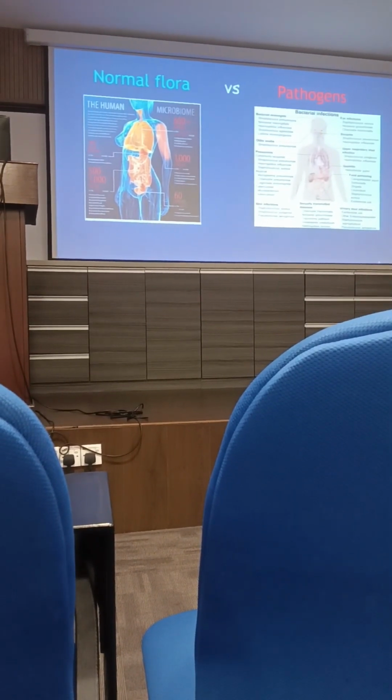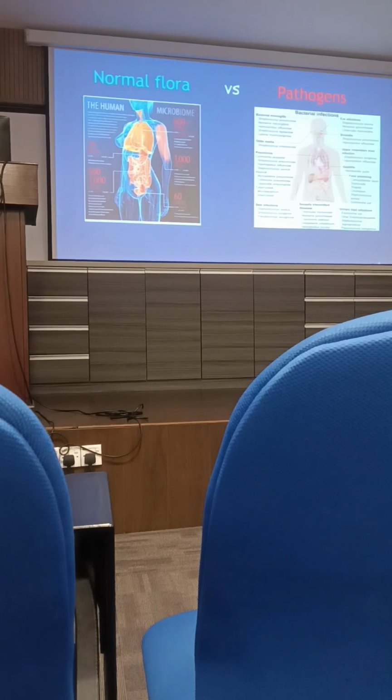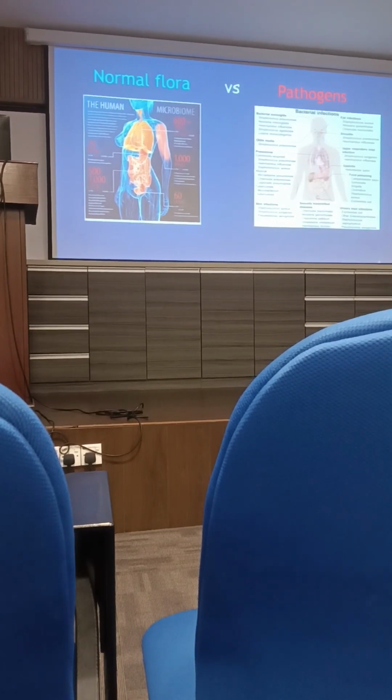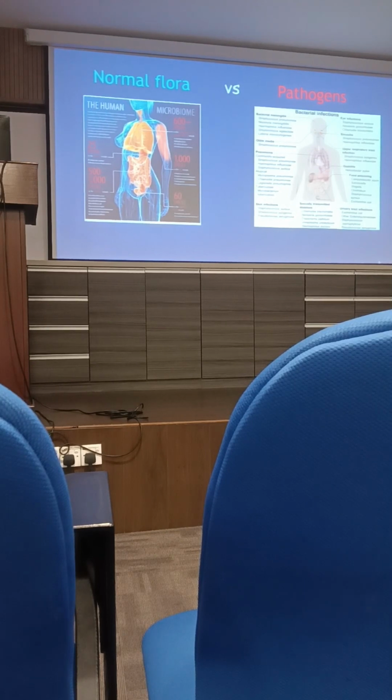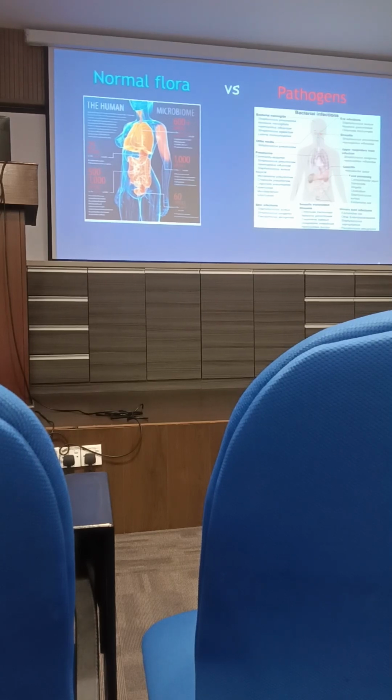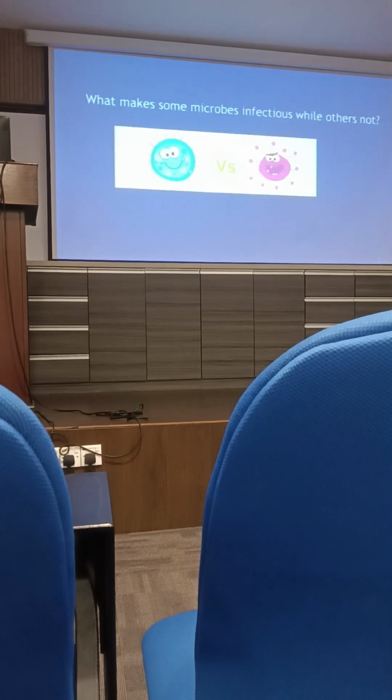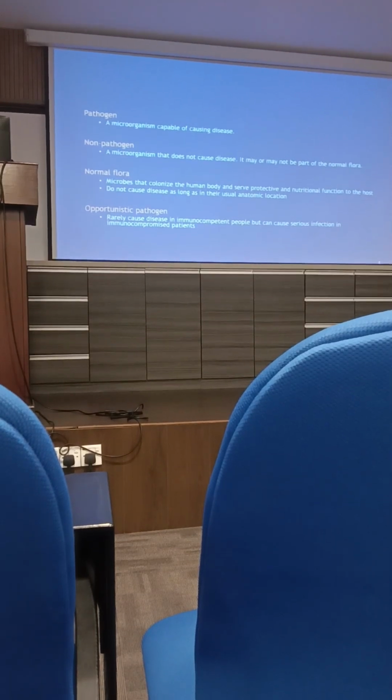Whereas some bacteria readily cause infection. You get transmitted from another host or an animal, or by the fecal oral route, or by touching contaminated objects, and it readily gives you an infection. It is a pathogen. So what makes this difference? What makes some microbes infectious while others not? Firstly, what's a pathogen? A microorganism that is capable of causing disease.